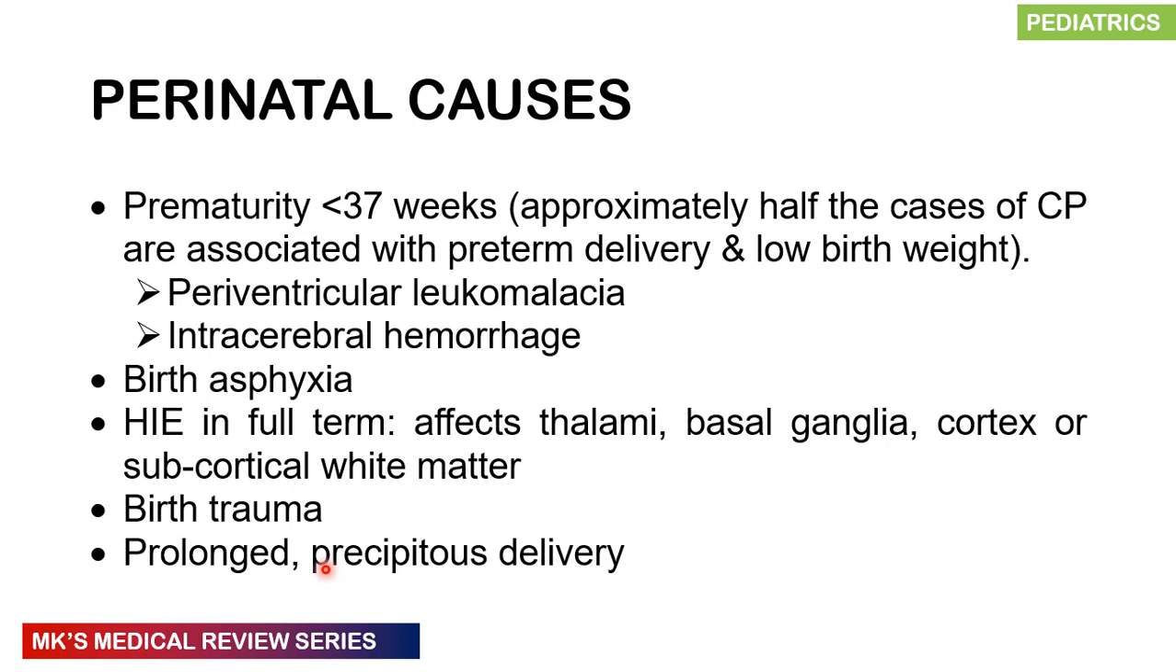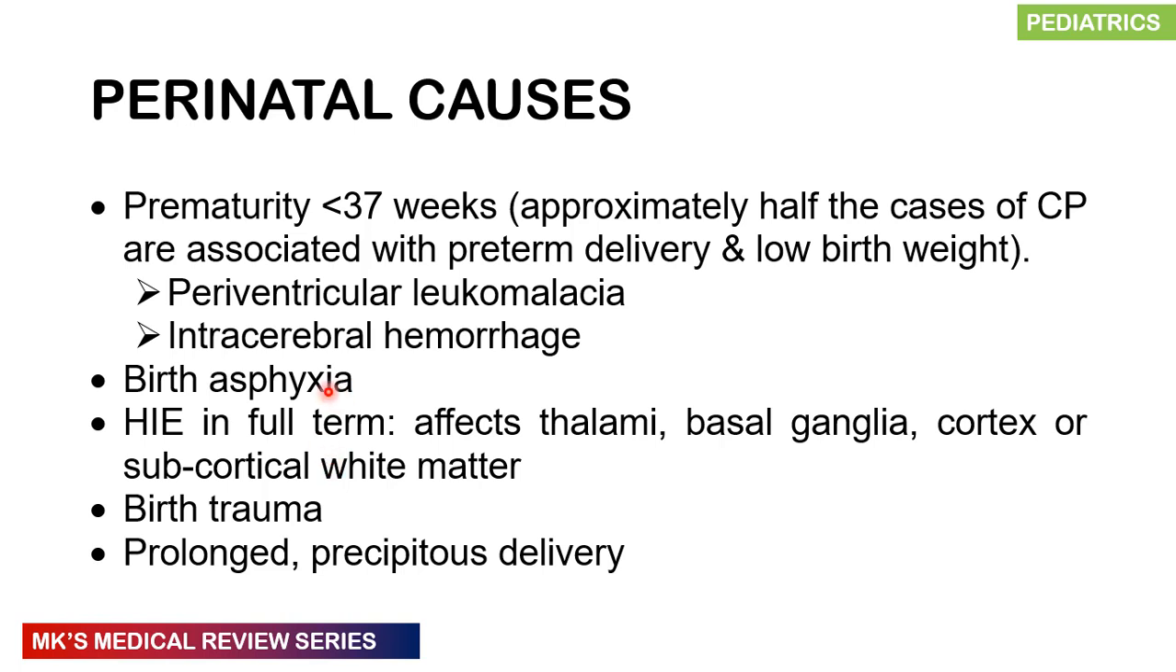Perinatal causes may include prematurity. Remember, this is a birth before 37 completed weeks of gestation. And remember that half of the children that are born with prematurity usually are also associated with a low birth weight. And remember that prematurity predisposes an infant to develop intraventricular hemorrhage or intracerebral hemorrhage. It also predisposes to periventricular leukomalacia. And these two contributing factors may actually push a child to developing CP later on.